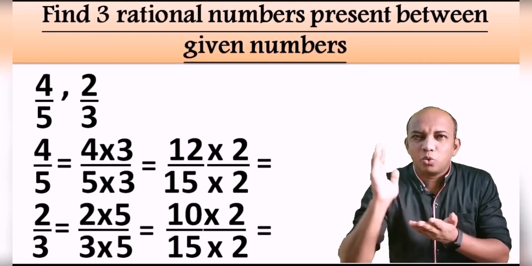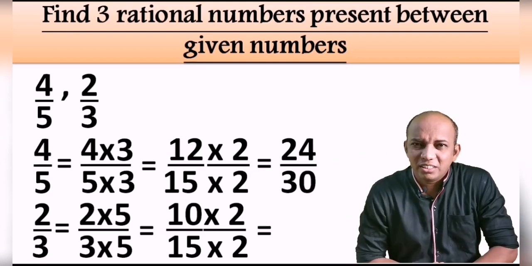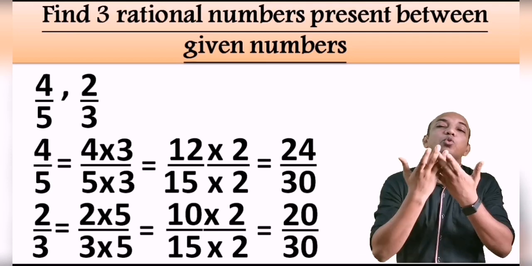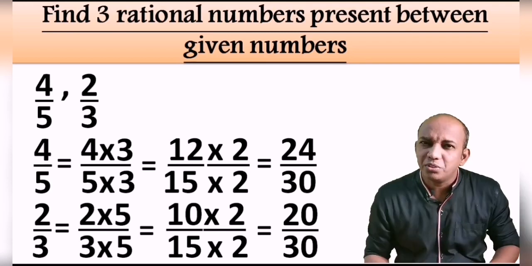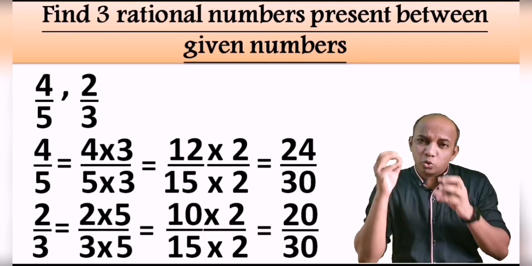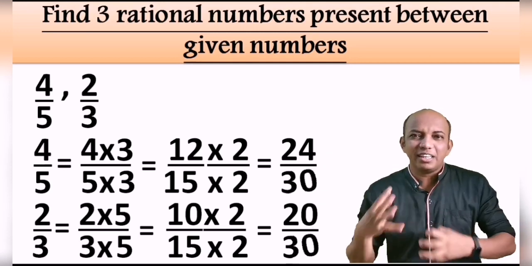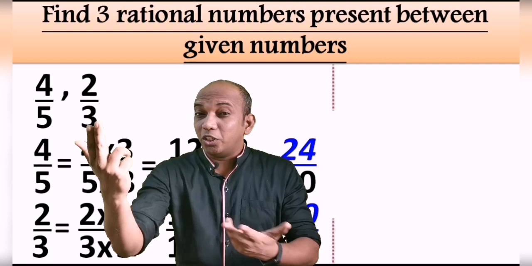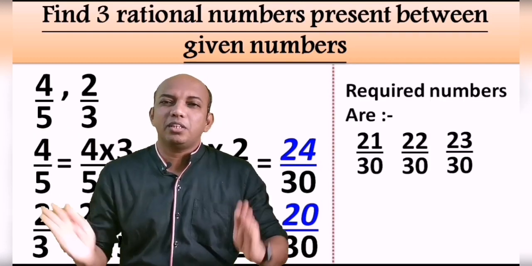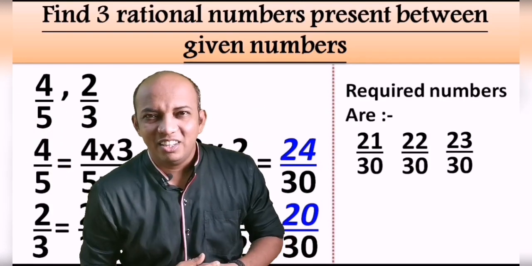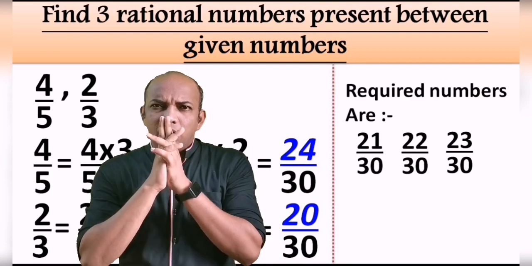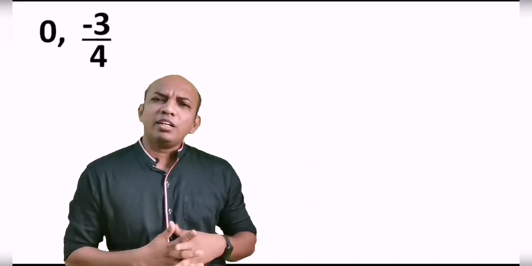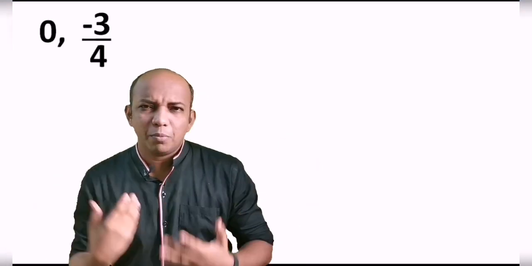So what is the answer? 24 upon 30 we get in the first fraction, right? And in the second fraction we get 20 upon 30. And now if you observe the numerators, between 20 and 24 we get the required 3 numbers, that is 21 upon 30, 22 upon 30 and 23 upon 30, and bang, we got the answer, right?